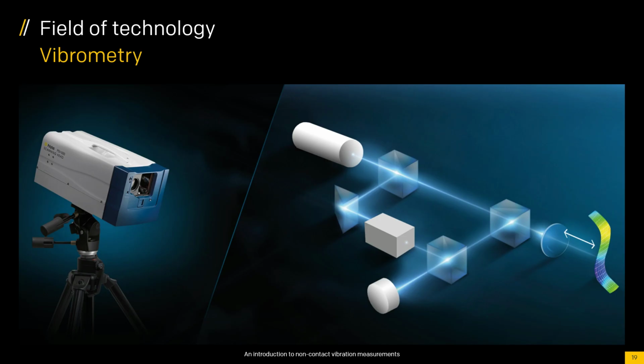Okay, next question here. Do you have any advice or methods on how you can decouple vibrations from the laser source or mechanical setup of the laser vibrometer from the measurement target under test? Excellent question. I like this one. Let me see if I can rephrase it: how do you ensure that the vibration of the vibrometer is not affecting the data?